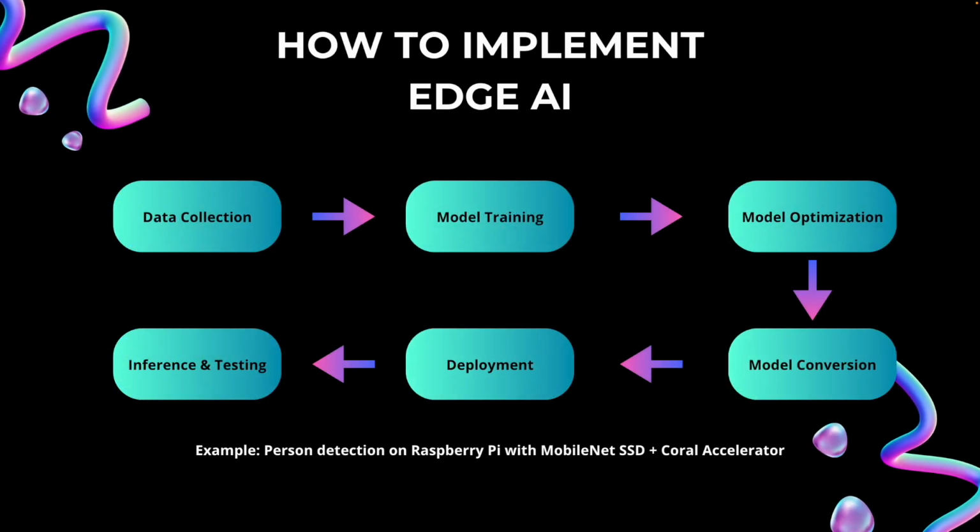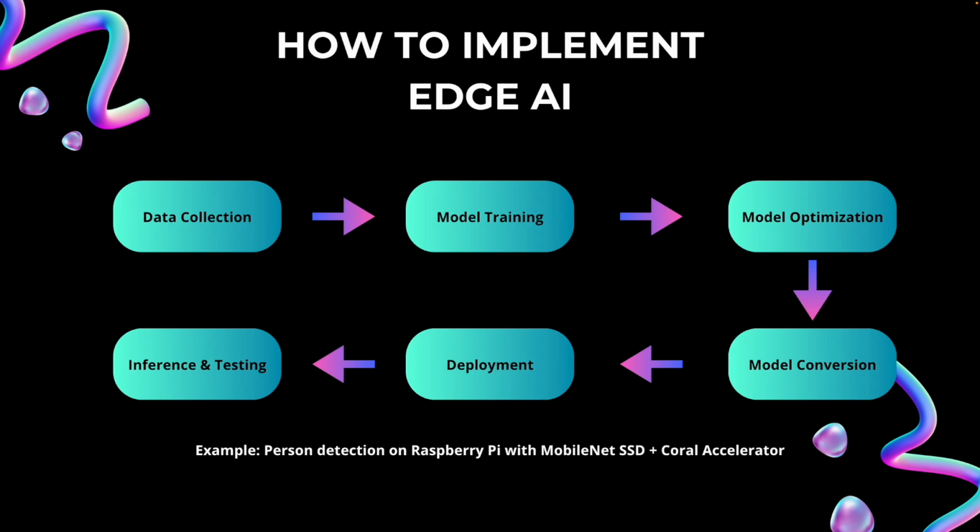Let's walk through a typical Edge AI workflow for developers. First, we need data collection. Gather and pre-process data, often directly from the target device sensors. Model training: train your model using standard frameworks like TensorFlow or PyTorch on a workstation or in the cloud. Model optimization: apply quantization, pruning, or convert to a lightweight architecture. Use tools like the TensorFlow Model Optimization Toolkit or ONNX Runtime.